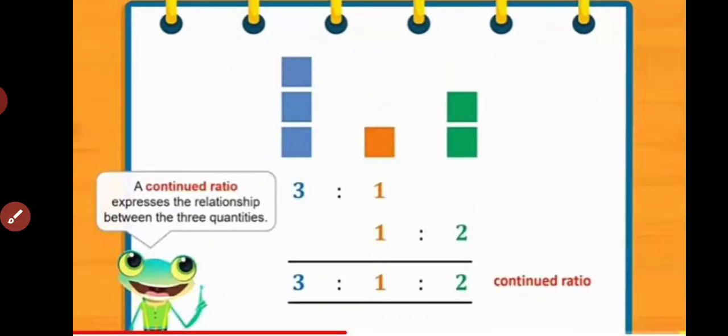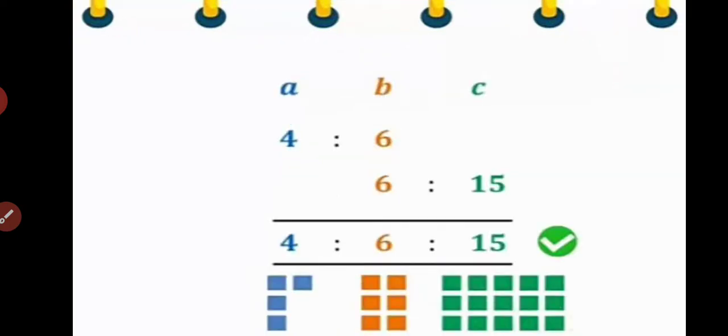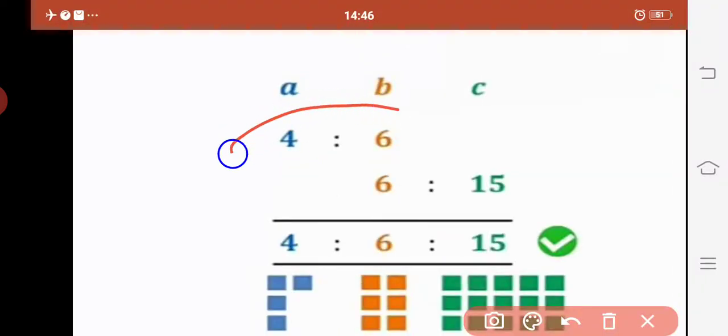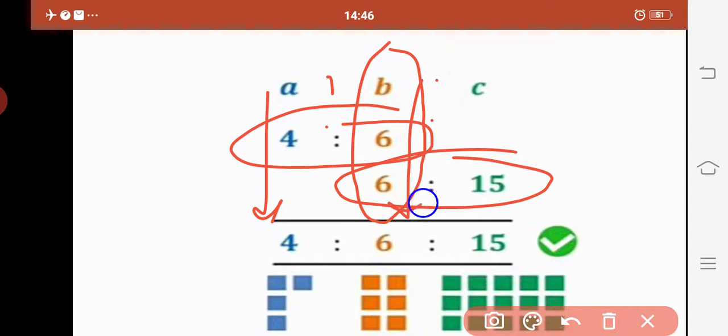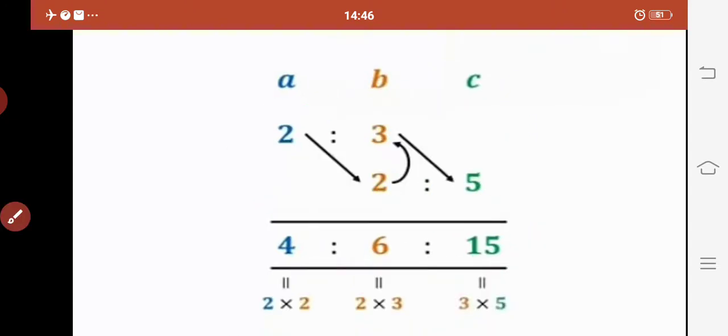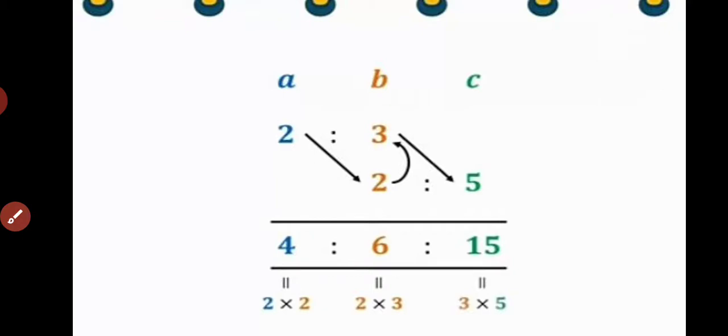Similarly, see again here, A:B is 4:6 and B:C is 6:15. That means B is again the same here. Therefore A:B:C can be written as A as 4, B since it is common as 6, and C is 15. Is that clear? Now the last, if it is different.